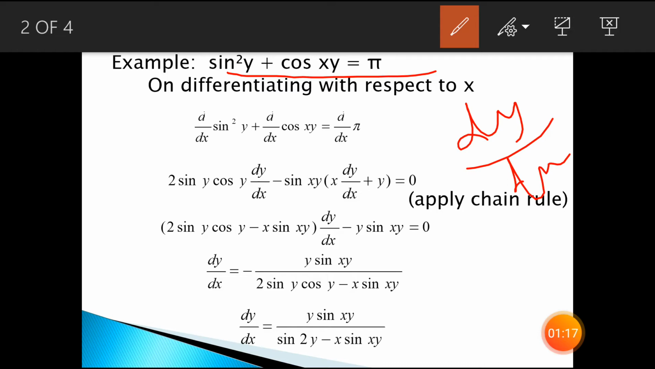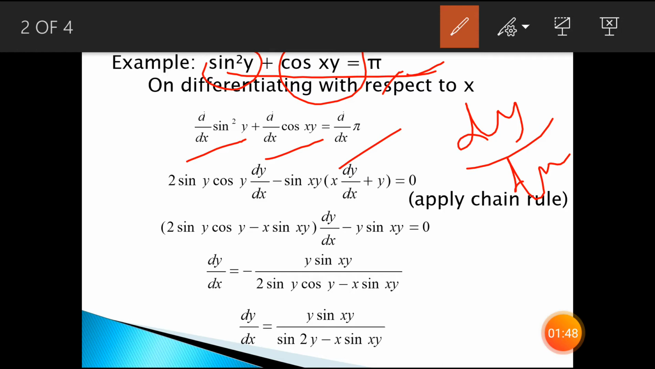First of all, you just observe: sin square y plus cos xy equals pi. Simply by observing, we cannot express this equation in the form y equals f(x). So we can say that this function is an implicit function. Now how to differentiate? You start differentiating with respect to x. So this will become d over dx of sin square y plus d over dx of cos xy, and this becomes d over dx of pi.